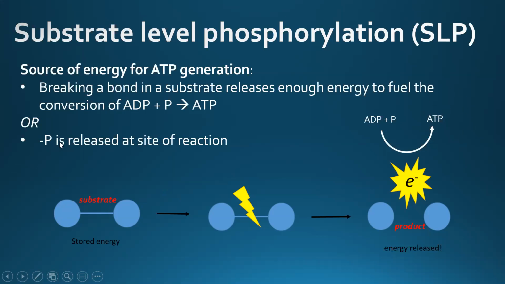So the phosphate is being released at the site of the reaction. Basically, substrate level phosphorylation: again, you're removing a phosphate group from a substrate and you're adding it to ADP, which is adenosine diphosphate. There's only two phosphates on it. Then when you add the third phosphate right here, then you produce the ATP.